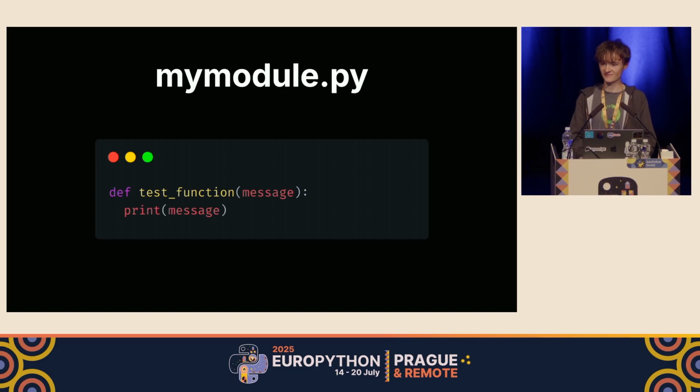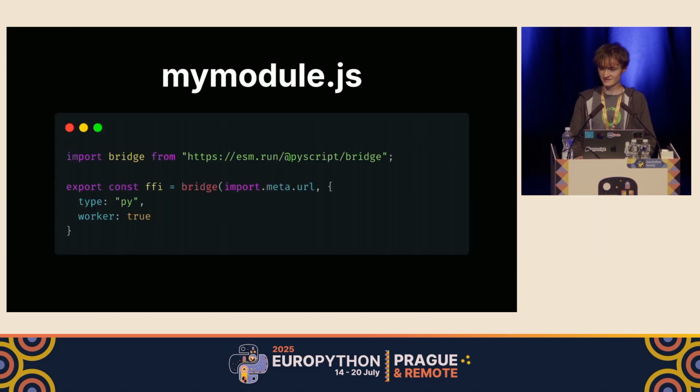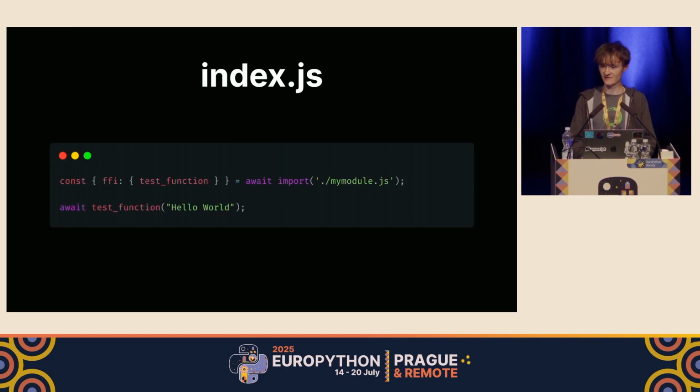So say I have a simple Python file like this where I've got a function that does a thing, and I want to be able to call that from JavaScript. In this case, it's called mymodule.py. If I create something called mymodule.js and import the PyScript Bridge, I can say what type of interpreter I want and whether I want it to be a worker or not. And then I import that inside of a JavaScript file, and then specifically reference the function that I want to use, and I can simply call it like that.